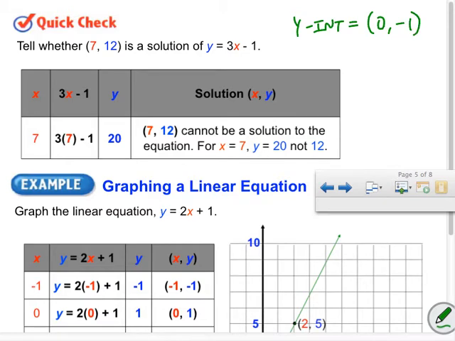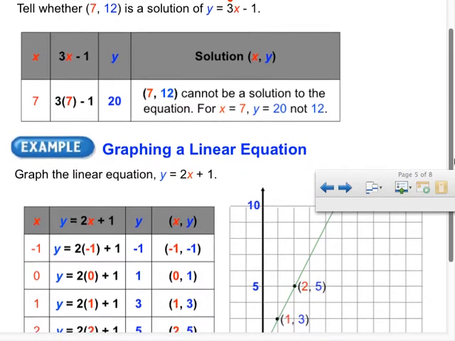Now, what's my slope? How steep is my line? What number do I look at that tells me how steep my line is? The 3, right? So this 3 is important. This is the slope. And we're going to see what 3 means here in a second. So now let's look at my graph down here.